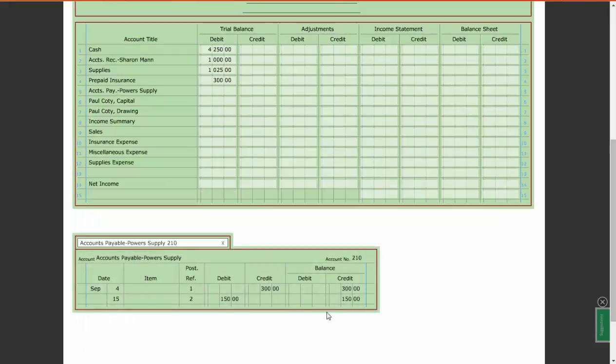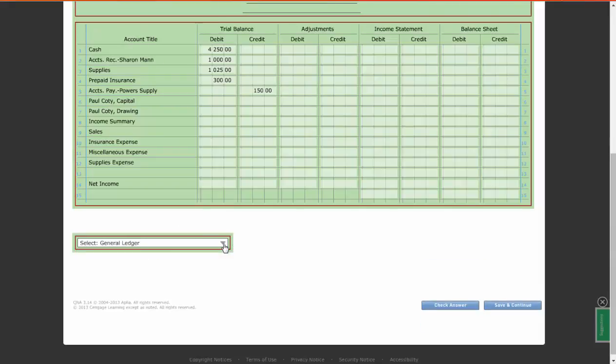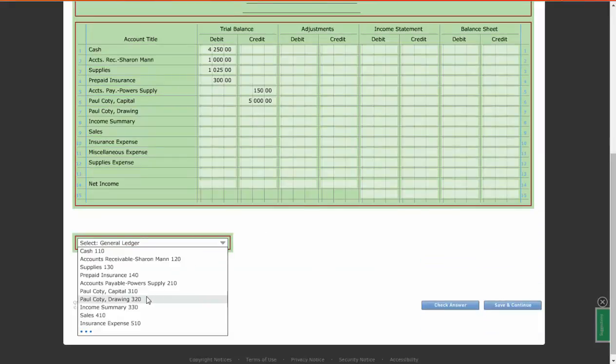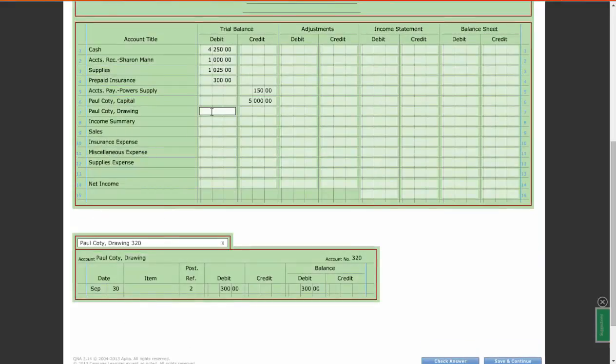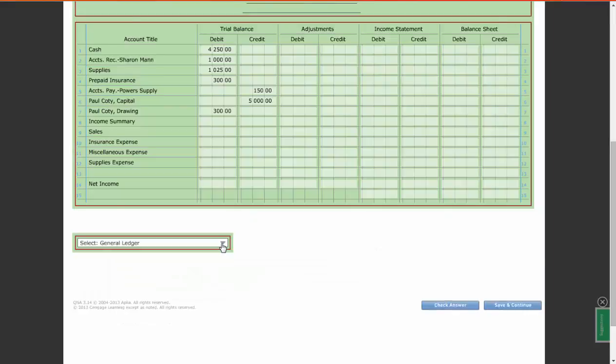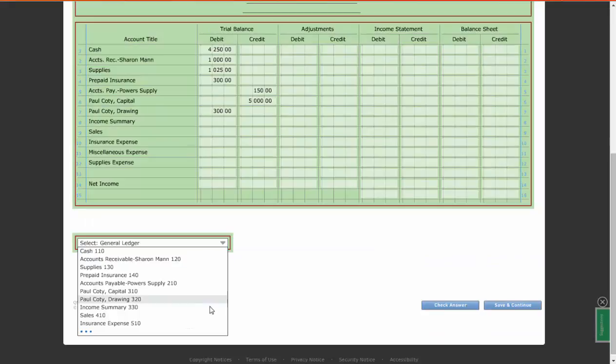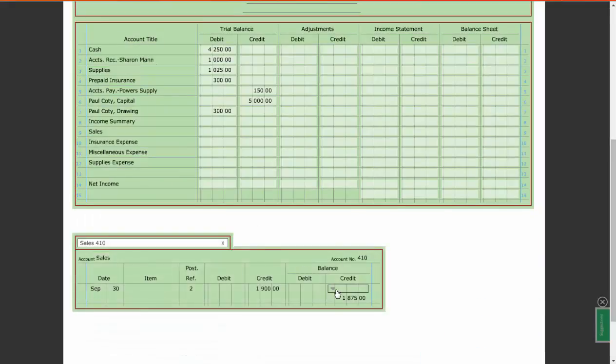Accounts payable, Power Supplies. Please remember accounts payable, Power Supplies is a liability. Its account number is 210, so therefore it needs to go on the credit side of your trial balance, not as a debit. Paul Cody Capital, same thing. Paul Cody Drawing is a debit balance, not a credit. Income summary should not have anything in it. Sales, they just can't type the right number.